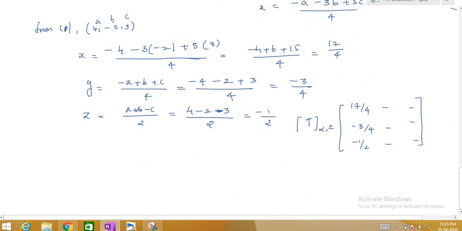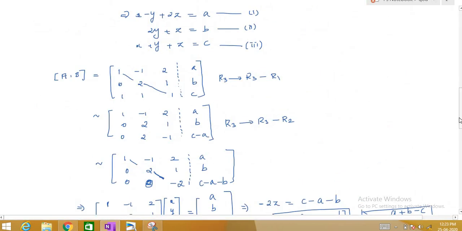So the matrix of transformation will be, this will be 35 by 4, and this is 15 by 4, and this is minus 7 by 2, and this is 11 by 2, and this is minus 3 by 2, and this is 0, right? So this is the required matrix for the given transformations.